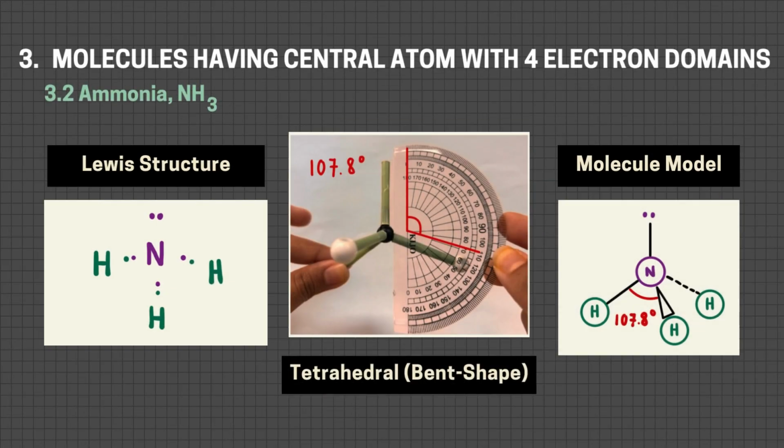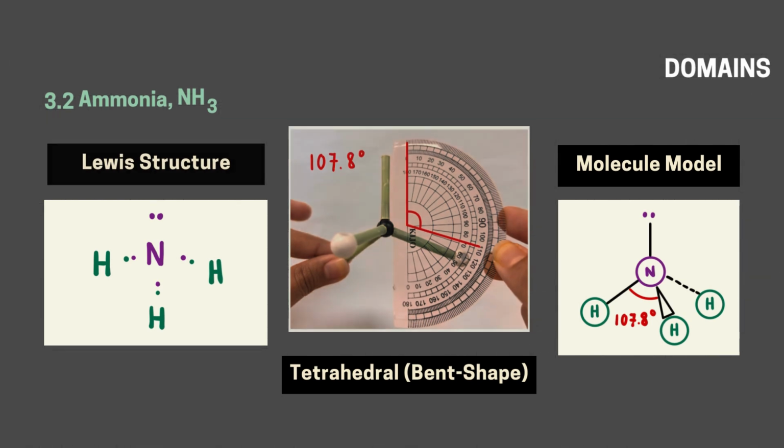The next molecule that we can build, which has a central atom of 4 electron domains, is ammonia, which has the chemical formula of NH3. The Lewis structure is as follows. Ammonia has 1 lone pair, and the shape formed is a tetrahedral bent shape, and it has an angle of 107.8 degrees.